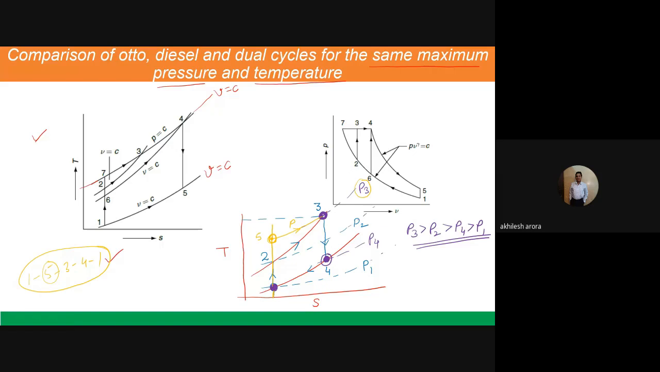Okay, so this is a constant pressure line which is passing from point number 3. So naturally, when I start a compression process from 1 and go upwards, it will intersect at this particular point, which is point number 5. And from 5 to 3, I will go for the heat supply in case of the diesel cycle. So I am supplying heat in case of diesel cycle.